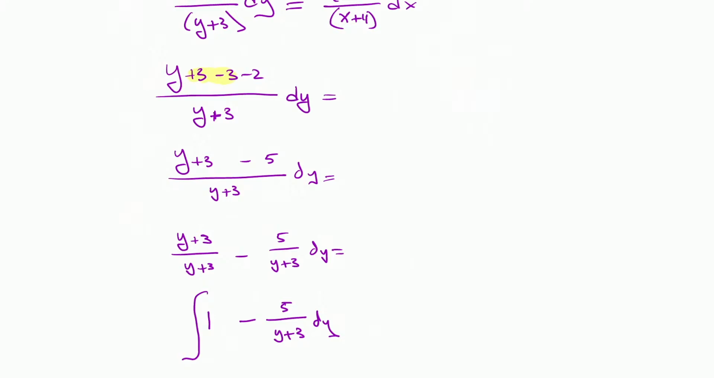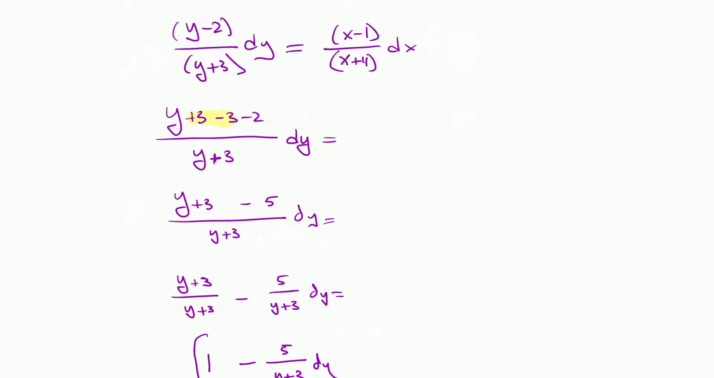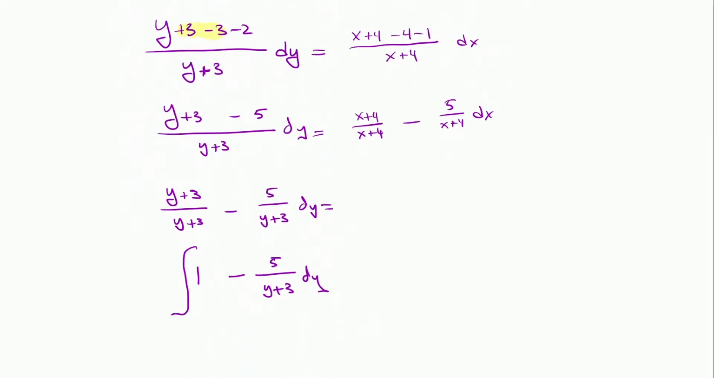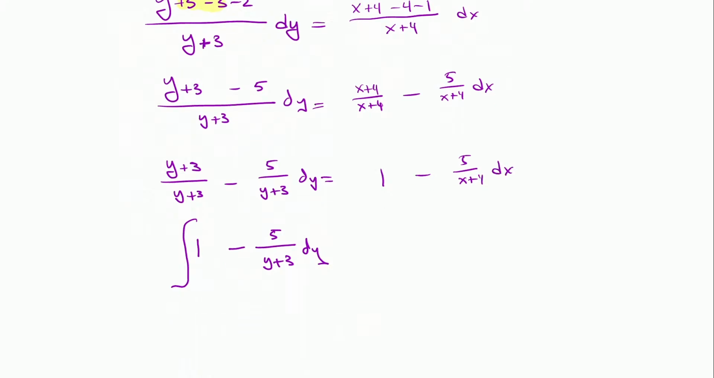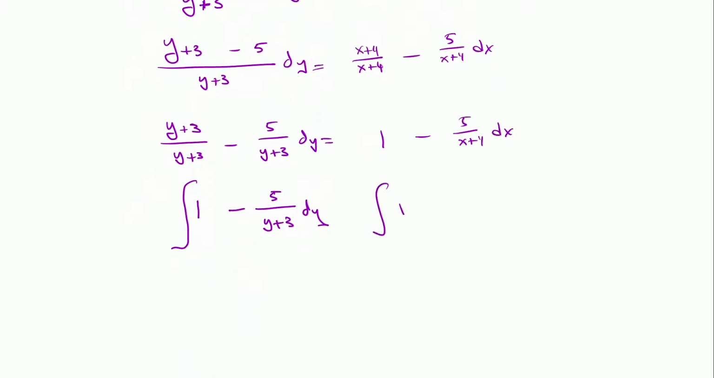Okay, so let's see where we are. Now that we've got that settled, I'm going to do basically the same thing on the right-hand side. It's almost the same idea. I want x plus 4 on the top, and so I'm just going to subtract 4. And there you go. And then this becomes x plus 4 over x plus 4 minus 5 over x plus 4. And then this becomes 1 minus 5 over x plus 4. And so this is the integral of 1 minus 5 over x plus 4 dx. Okay, now let's integrate these things.